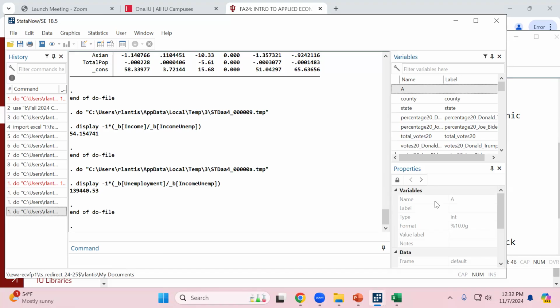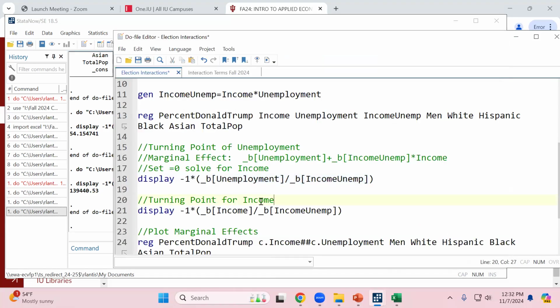Any questions on that before we keep moving here? This is making sense, hopefully. This just gets kind of tricky with these continuous interaction terms.